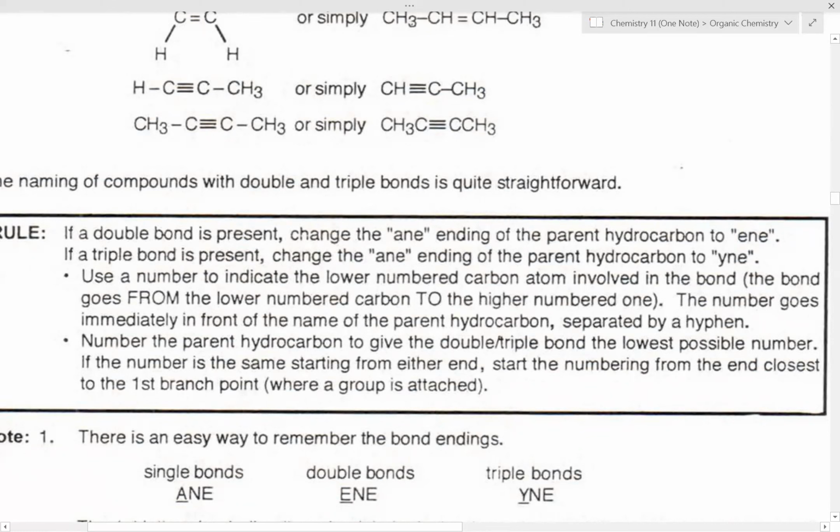So, out of this whole thing, what do we recognize? If you have a double bond, you change it to E-N-E. If you have a triple bond, it is Y-N-E. If you have a single bond, it's an A-N-E. That's what we have down here. And basically, when you number, the double bond gets first priority in terms of the numbering. All right. So what do I mean by this?